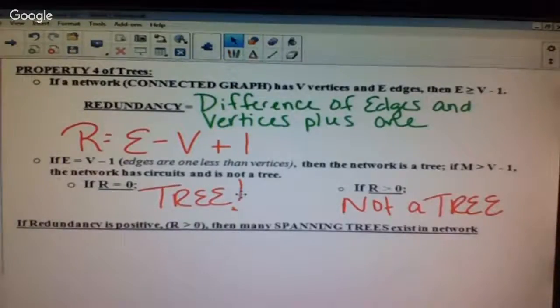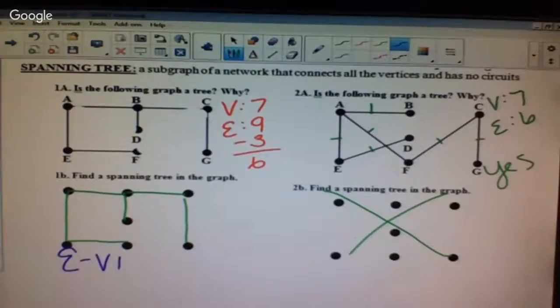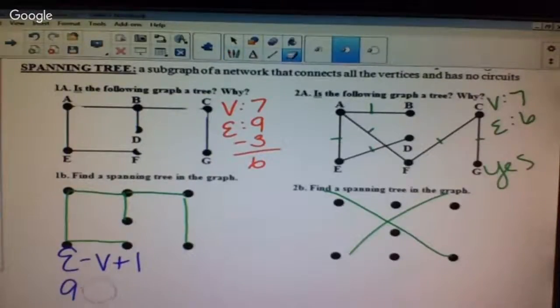Okay, so that's our problem. So if I back up to where we just left off. Here, we said my edges was 9, and my redundancy formula is edges minus vertices plus 1. So that means we would have done 9 minus 7. Whoops, sorry, minus 7, not plus 7.